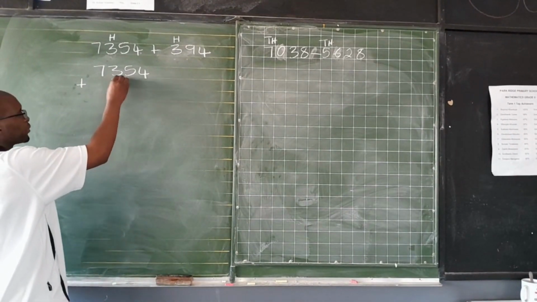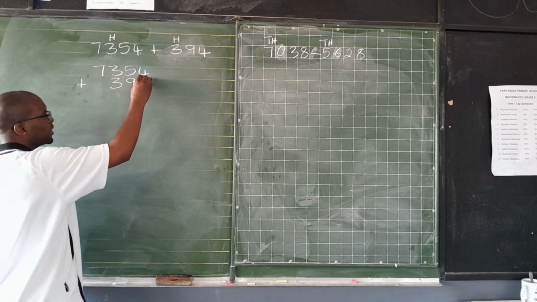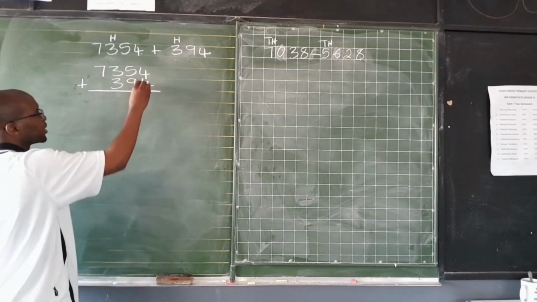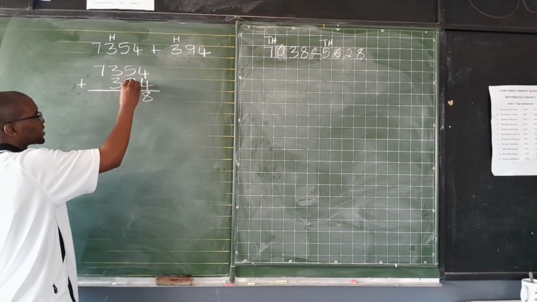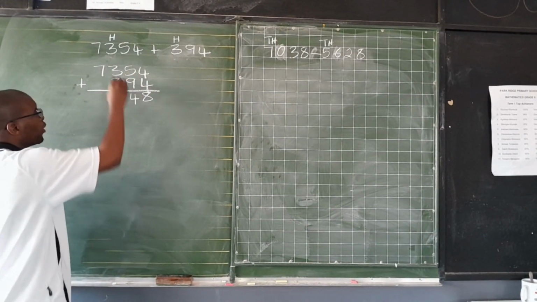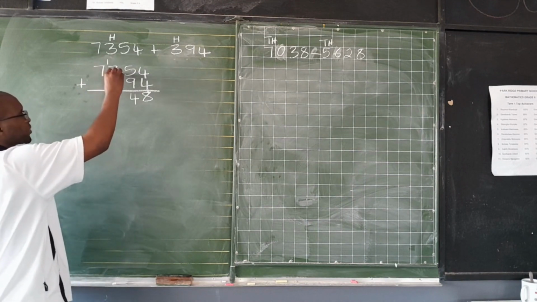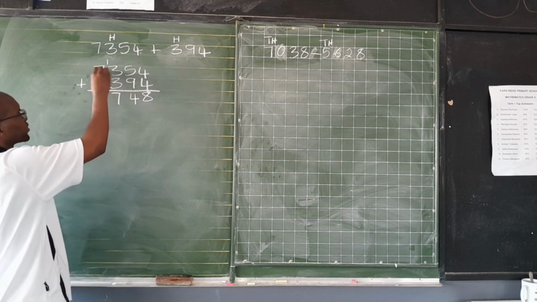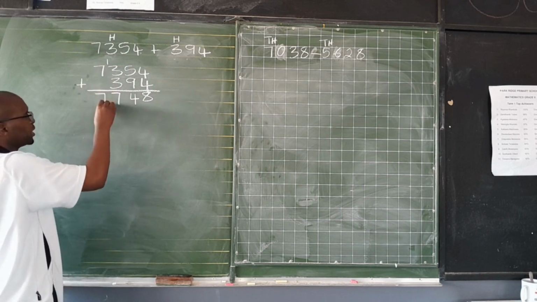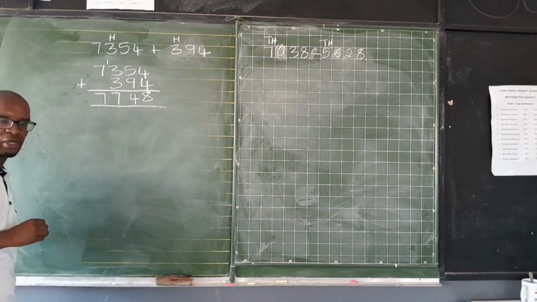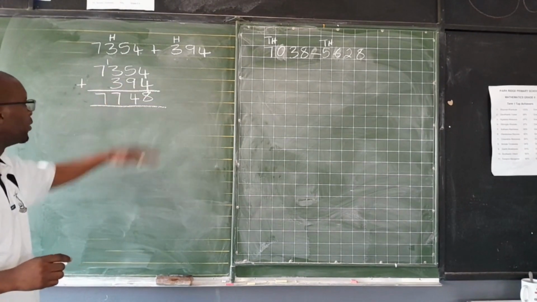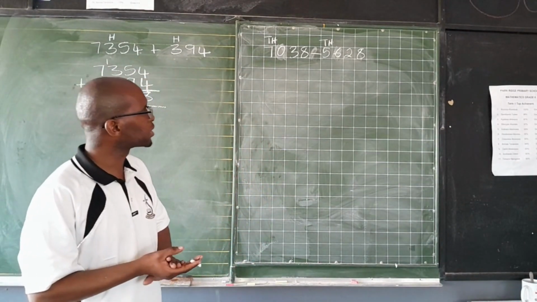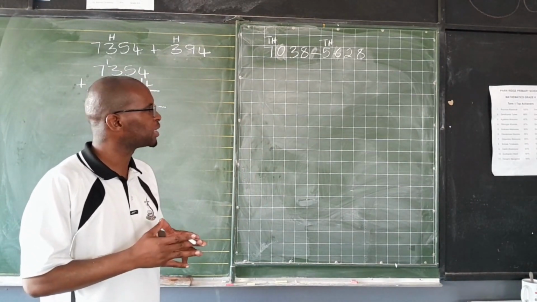So I'm going to go and write the 3 underneath the 3, and then we're going to have the 9 and the 4 over here. Now we can apply our operation. 4 plus 4 gives me 8, 5 plus 9 gives me 14, write down the 4, carry over the 1. 1 plus 3 gives me 4, 4 plus 3 gives me 7, and here we have 7 plus 0, which gives me 7. So that means 7,354 plus 394 gives me 7,748.